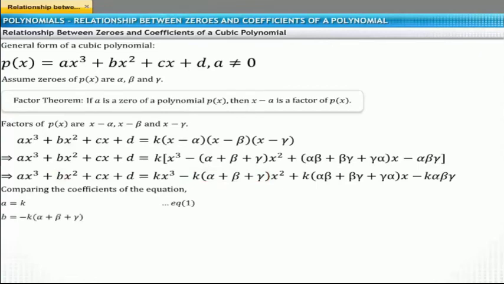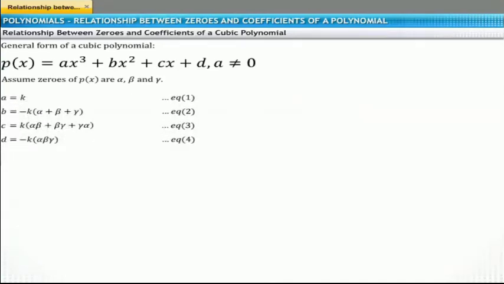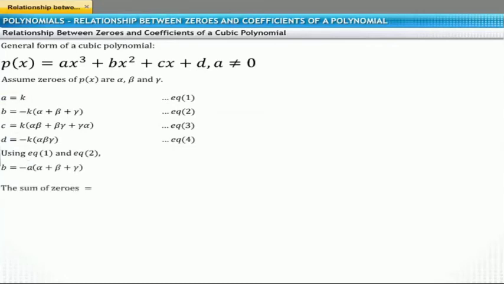So the coefficient of x cube is here a, and the coefficient of x cube is here k. So a is equal to k. Second thing, the coefficient of x square is here b, and on the right side the coefficient of x square is k(alpha plus beta plus gamma). Now see the third one, the coefficient of x, here k(alpha beta plus beta gamma plus gamma alpha), and here is c. Now the fourth equation, constant term, that is k alpha beta gamma is equal to d. So we are getting here 4 equations.